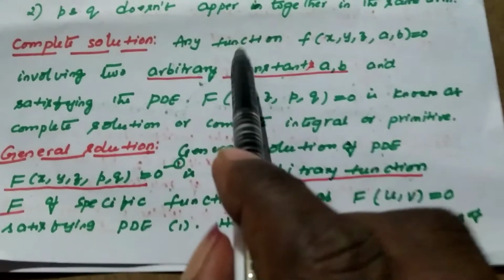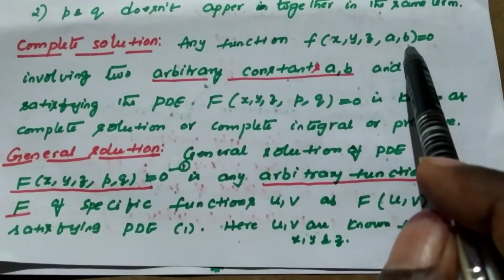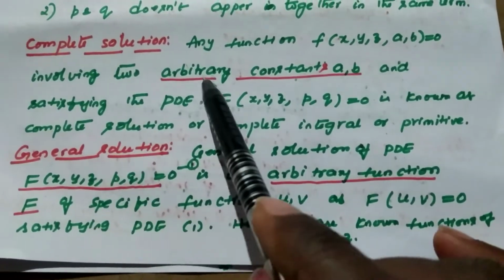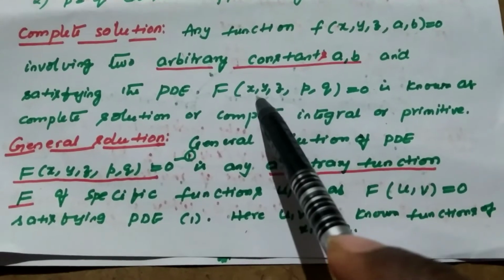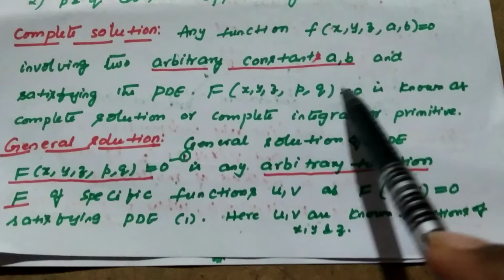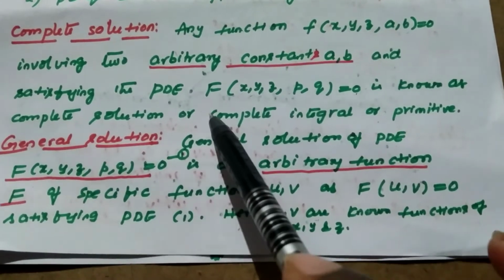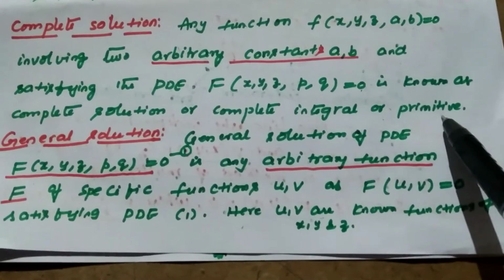Complete solution. Any function f of x, y, z, a, b equal to 0, involving two arbitrary constants a and b, and satisfying the partial differential equation f of x, y, z, p, q equal to 0 is known as complete solution or complete integral or primitive.